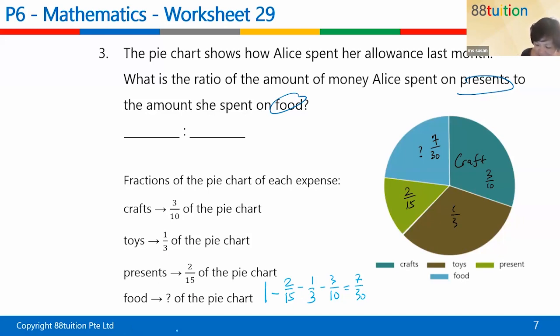If that's the case, can I put everything to 30 units? Okay, so I'm going to put 30 units. So this one will be 9, 10, 4, and 7. So presents will be 4. And food will be 7.